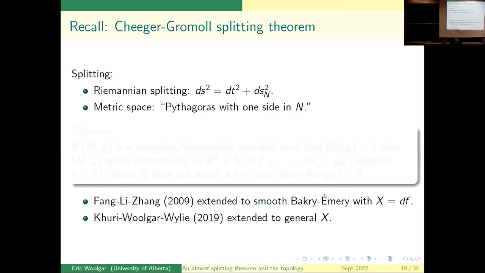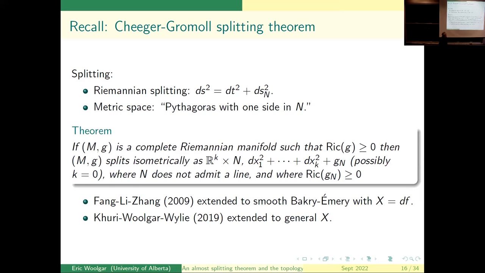So that's a way of thinking about it if it's not familiar to you, or if you come from the metric measure space tradition, where that really is what you mean by splitting. So there it is.